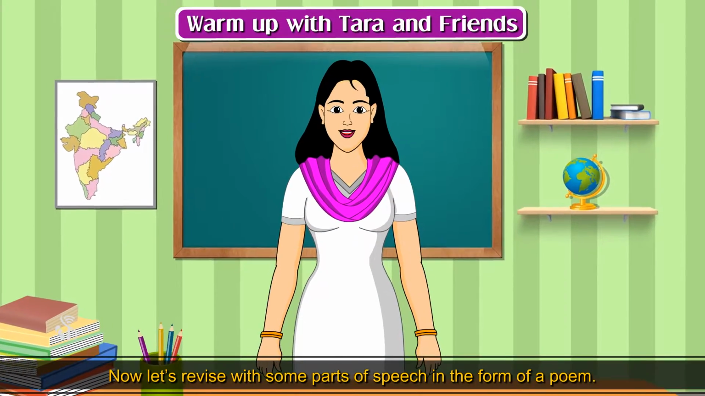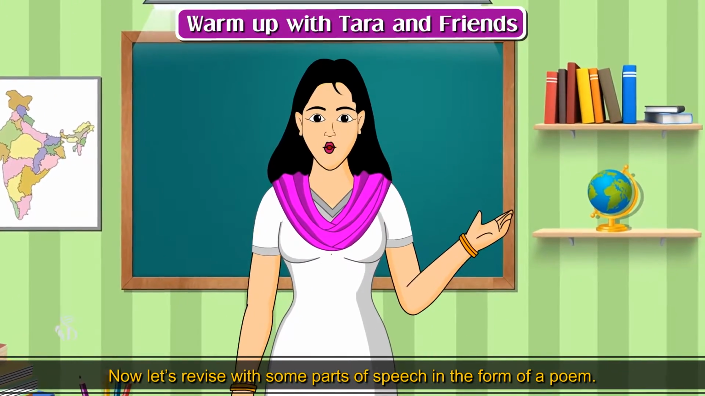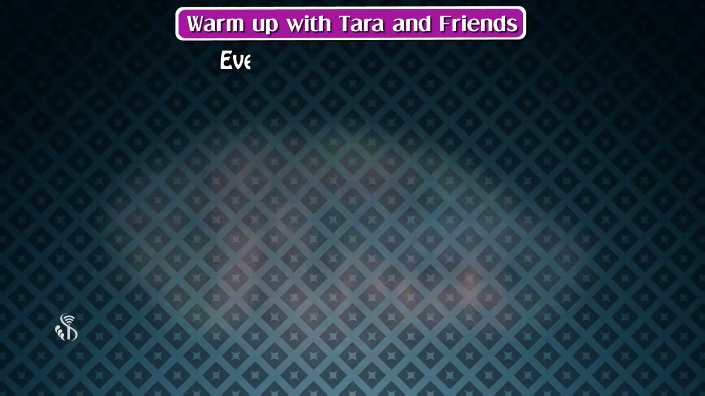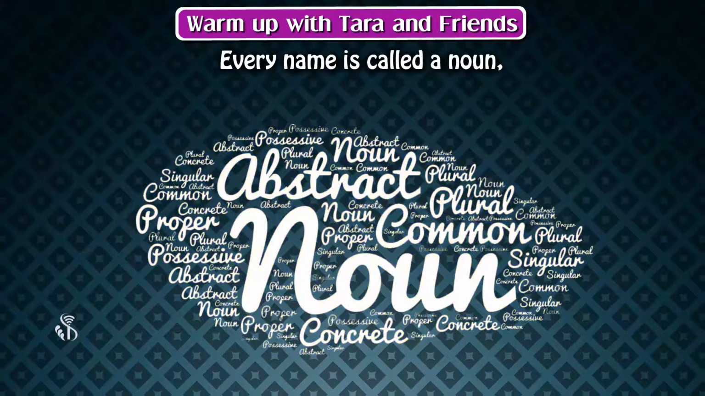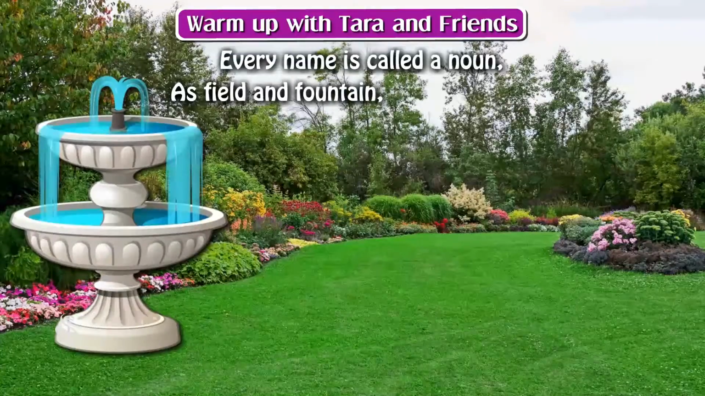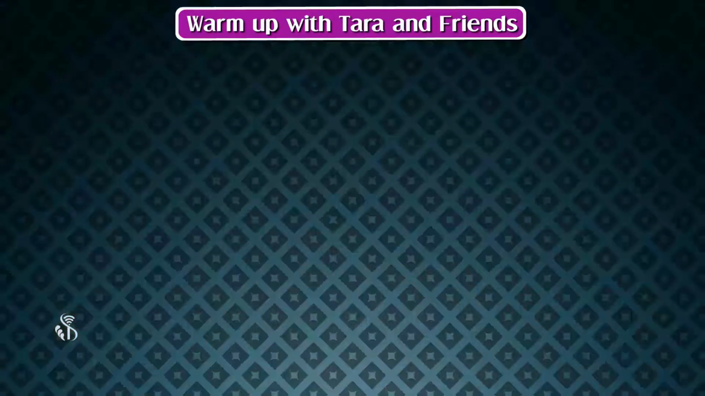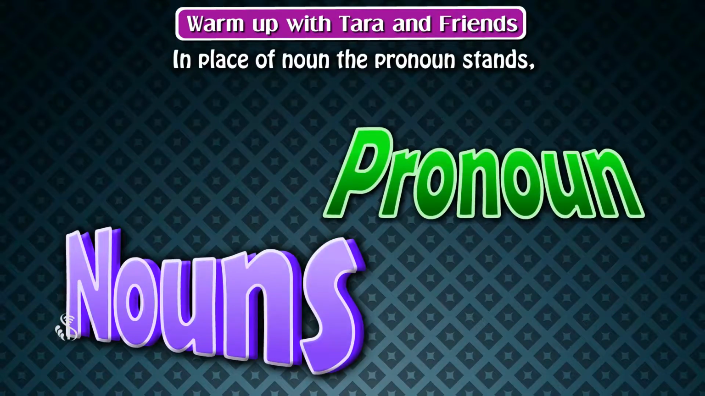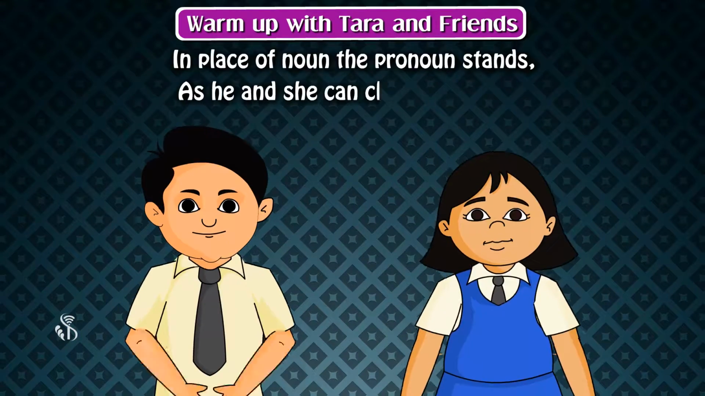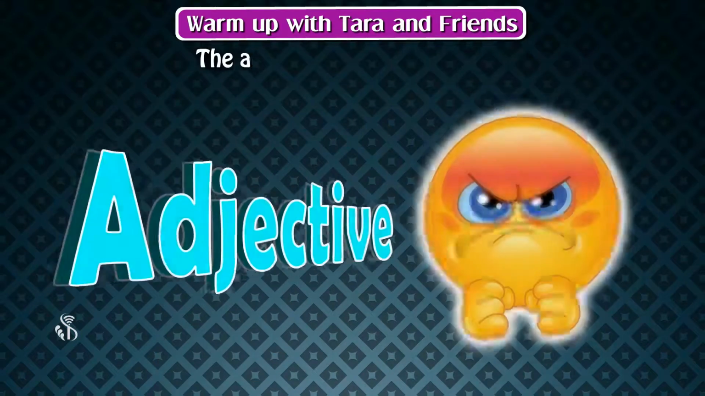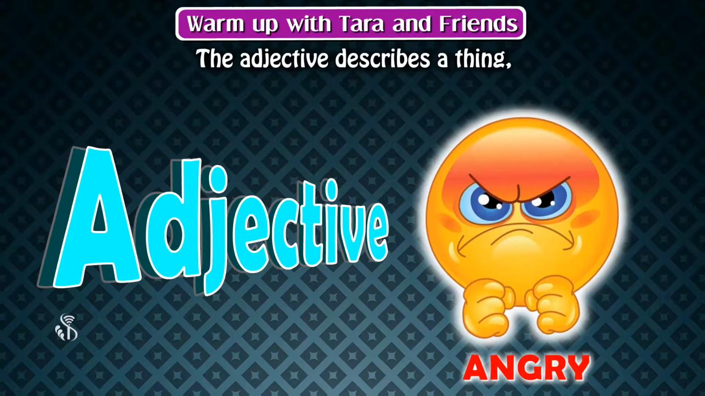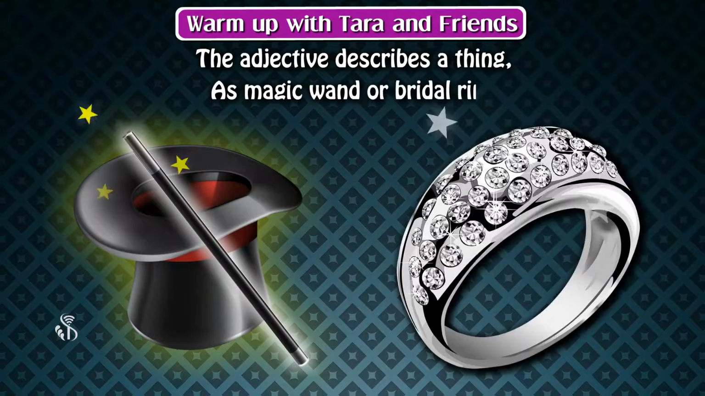Now let's revise with some parts of speech in the form of a poem. Every name is called a noun, as field and fountain, street and town. In place of noun, the pronoun stands, as he and she can clap their hands. The adjective describes a thing, as magic wand or bridal ring.